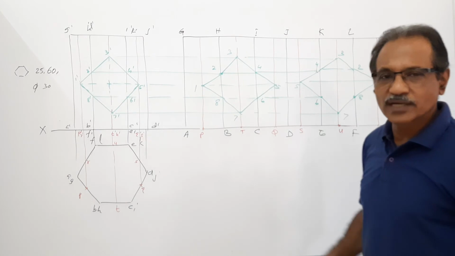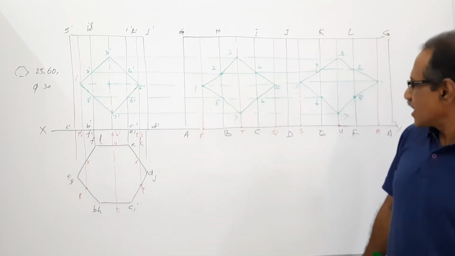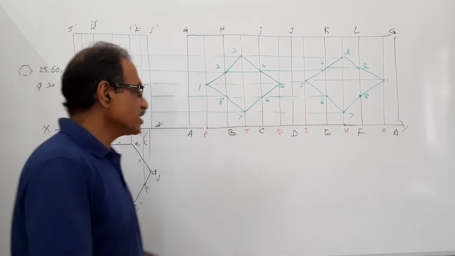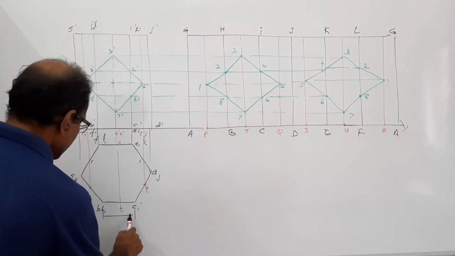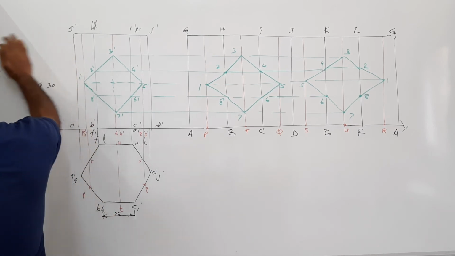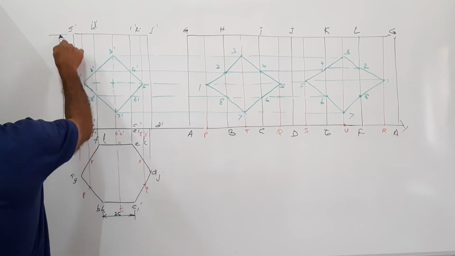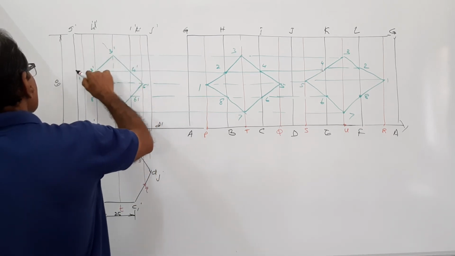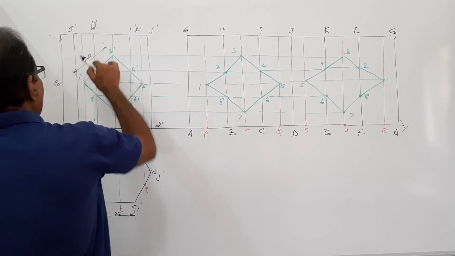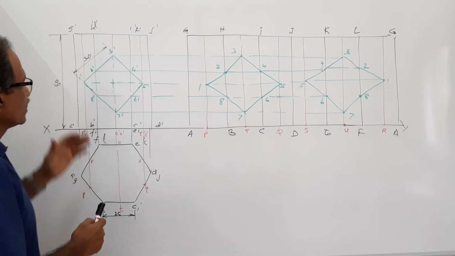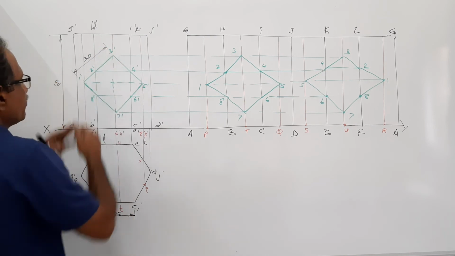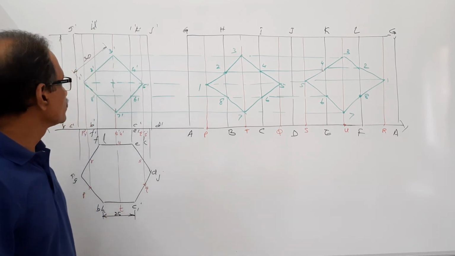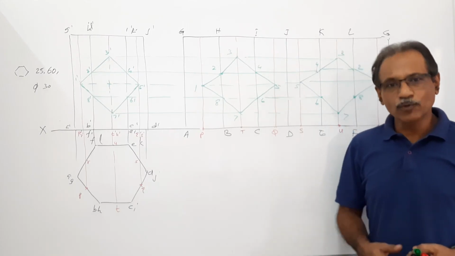It is comparatively easy because only 8 points are to be marked, and all are straight lines. I hope you understand. I'll just add the dimensions. The side of the hexagon is 25. Height of the prism is 60, and the square hole is how much? 30 side. The square hole is 30 mm side. So this is the dimensioning: 25, 60, 30. If this is 30, how much is this diagonal? This diagonal is 30 root 2, 42.2. I hope you understand.